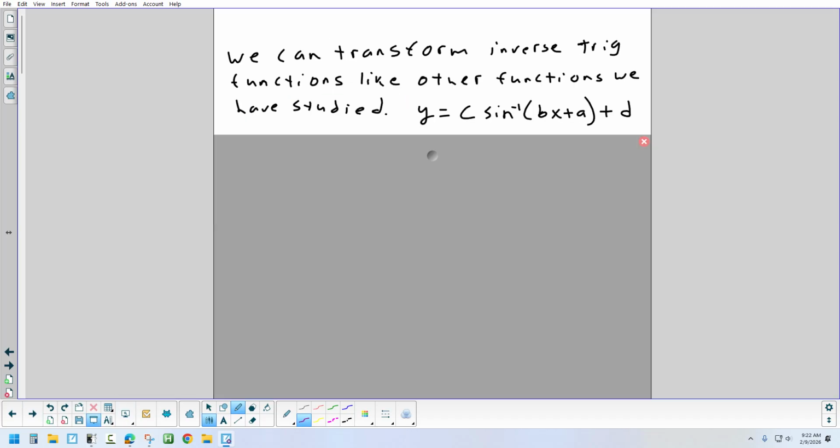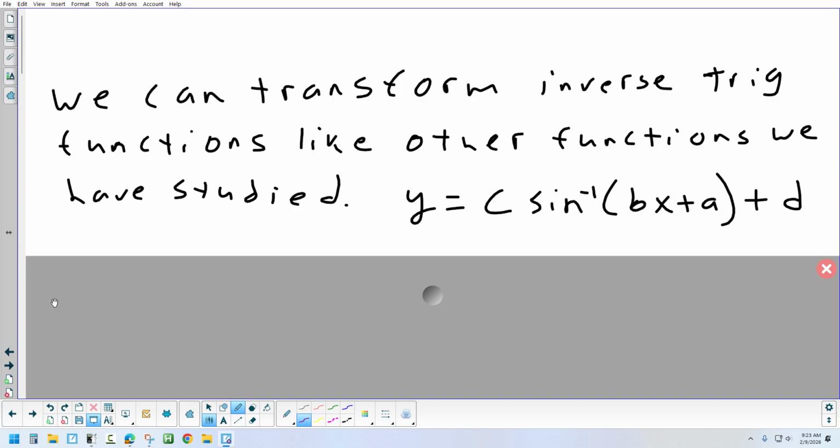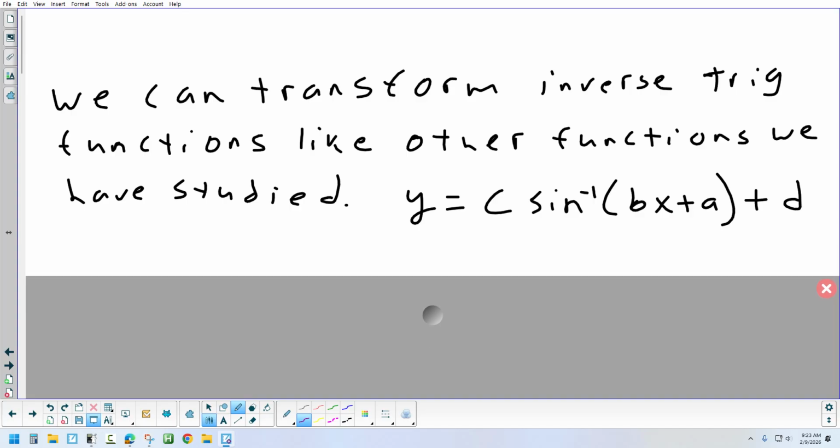Okay, so transformations. Guess how they work? Exactly the same as every transformation we've done all year. Okay. So I'm not going to write it all down in detail. We've done it quite a bit. A is your horizontal shift. B is your horizontal stretch. C is your vertical stretch. D is your vertical shift. Are there any questions about whether it shifts up, down, left, right, stretches, compresses, or reflects?